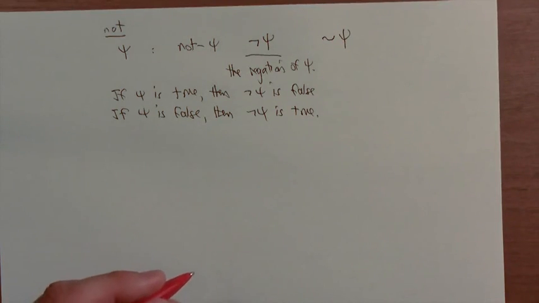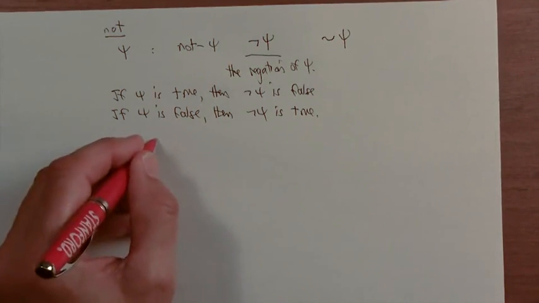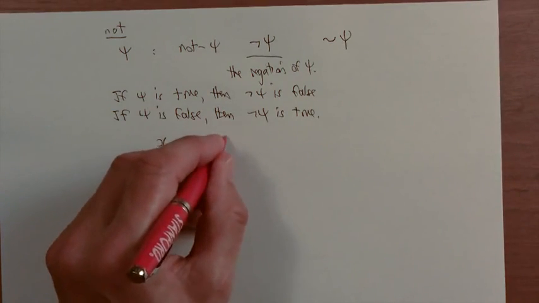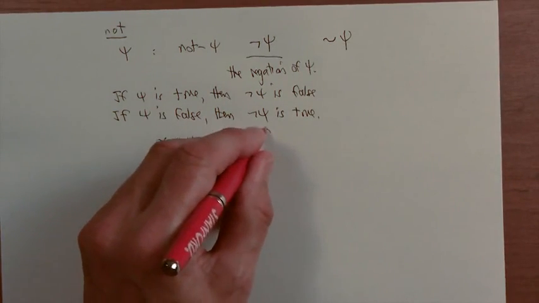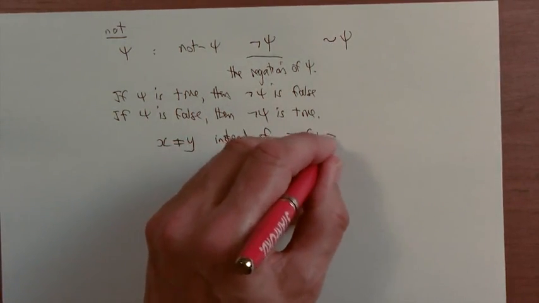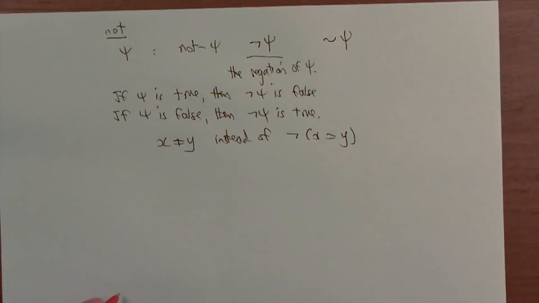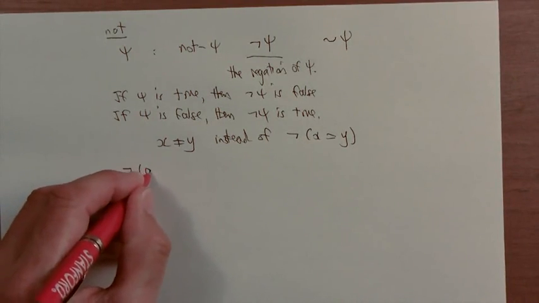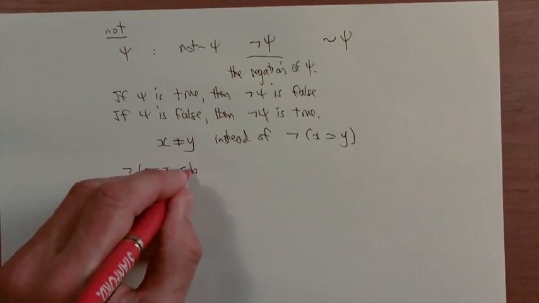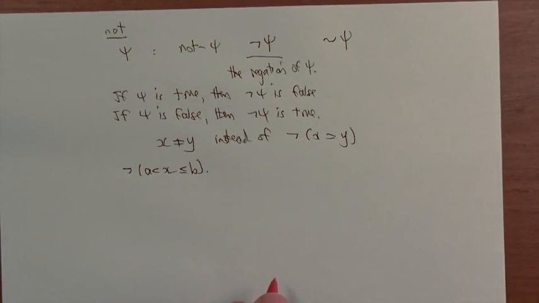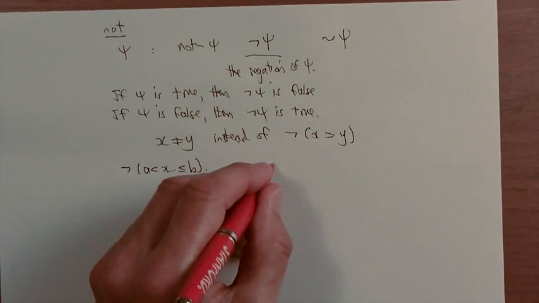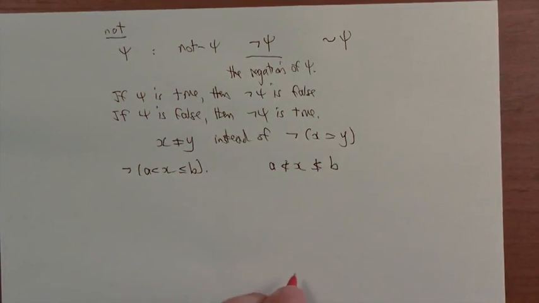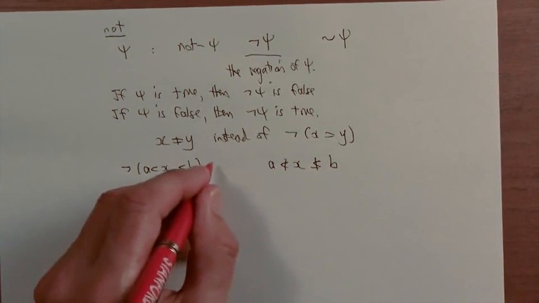We often use special notations in particular circumstances. For example, we would typically write x not equal to y instead of not x equals y. But you have to be a little bit careful. For example, I would write not the case A less than X less than or equal to B. You might be tempted to write something like A not less than X not less than or equal to B. I would advise against that.